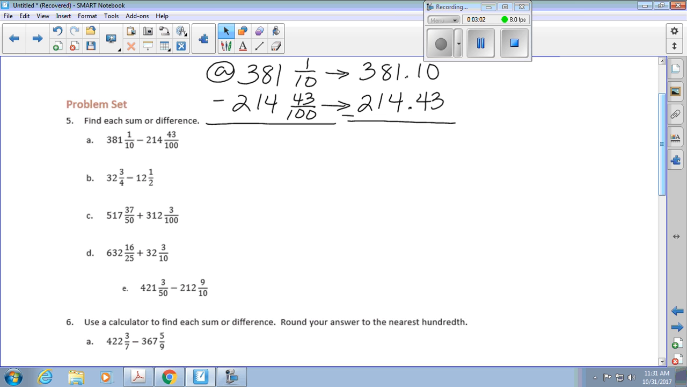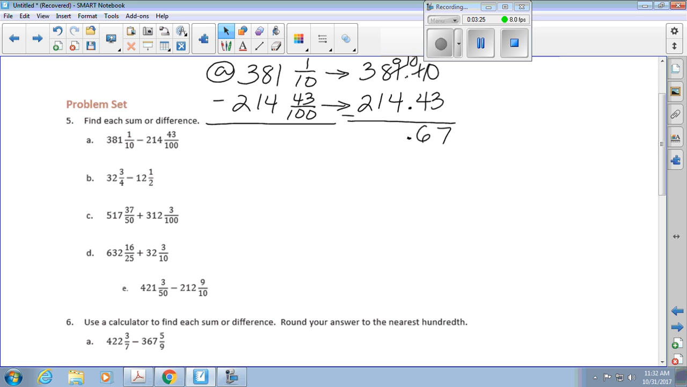All right, can we take 3 from 0? No, we have to go next door. We have to borrow from this guy. Now that becomes 10 minus 3. 10 minus 3, everybody is? 7. Very good. 0 minus 4, can't do it. You got to go next door. Whoops, that's 0. 10 minus 4 is? 6. What do I have to do with my decimal point? Yep, pull it down, bring it down.